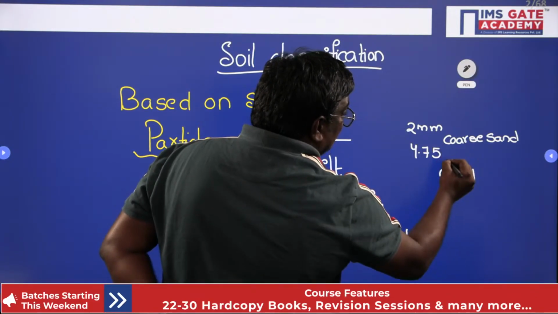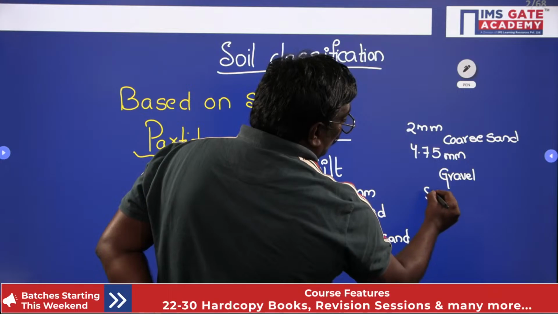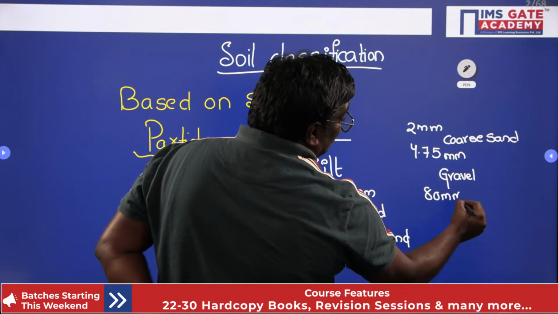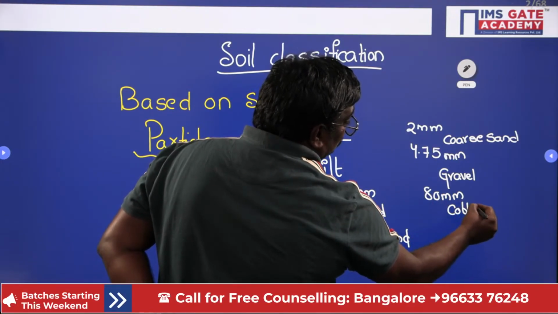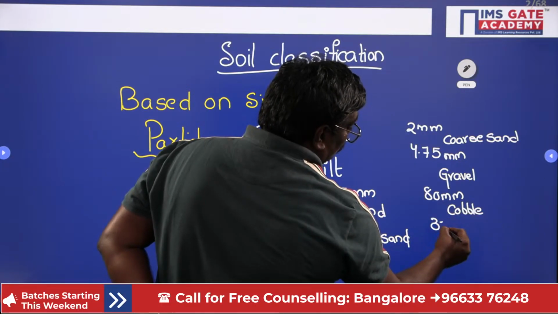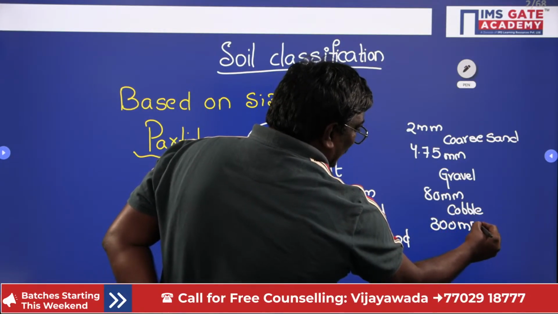And more than 80 mm, we call it cobble. And more than 300 mm, we call it boulder. So here it is quite a simple thing.